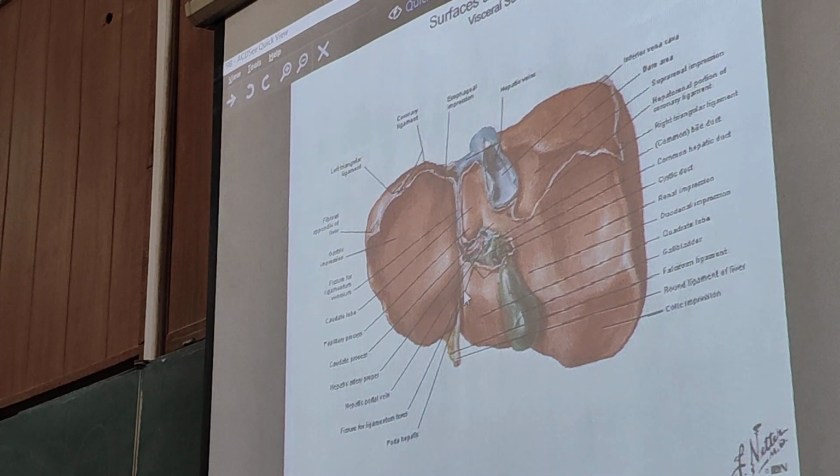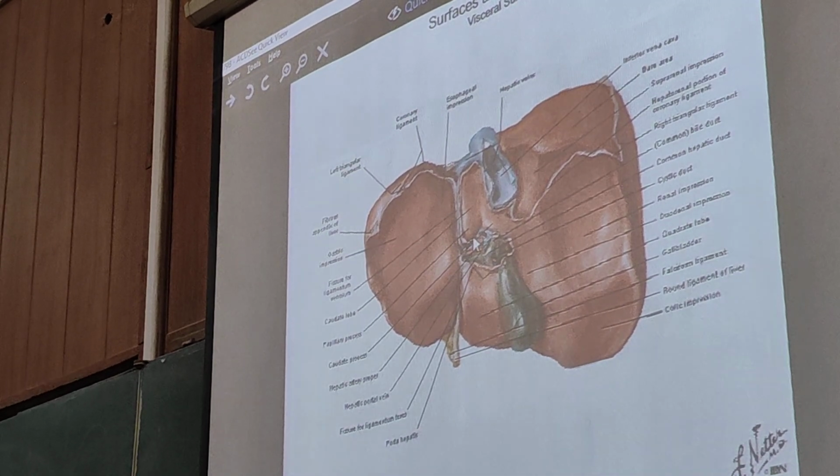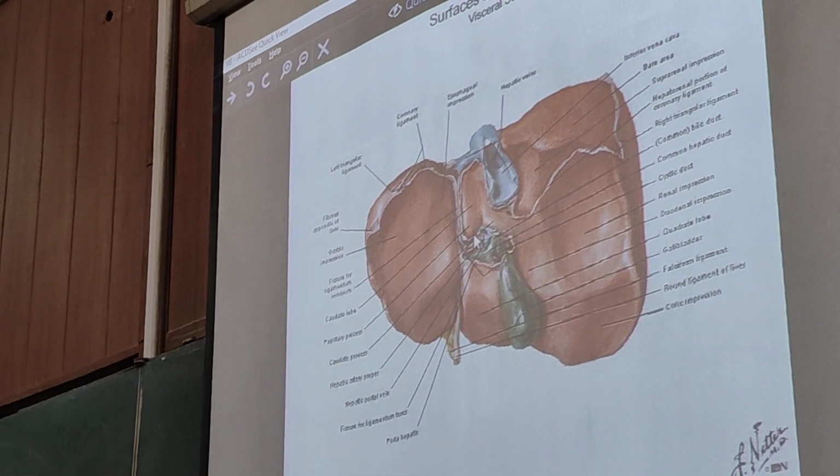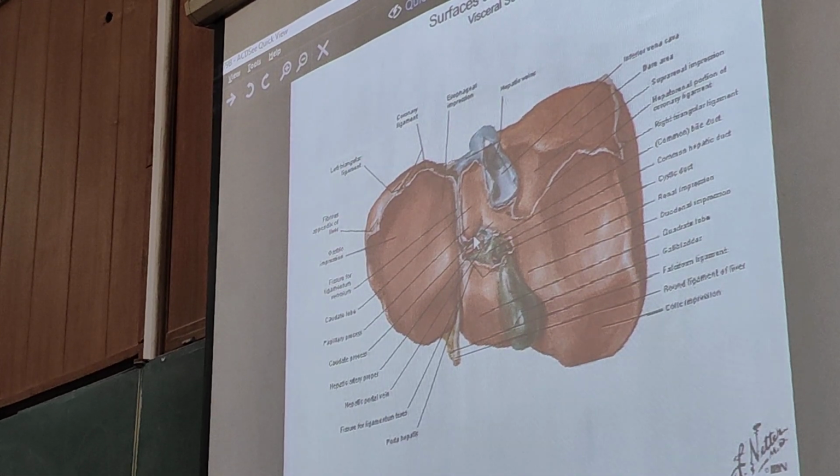But then you ask me, could you please tell us about this finger-like process that you can see behind the porta hepatis? I say this one is the papillary process. Papillary means like a finger, something like a nipple. Okay, papillary process. So the caudate lobe has two parts: caudate process and papillary process. Don't mix these two things, they are different from each other.